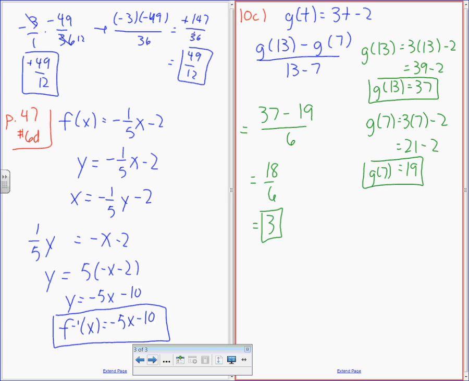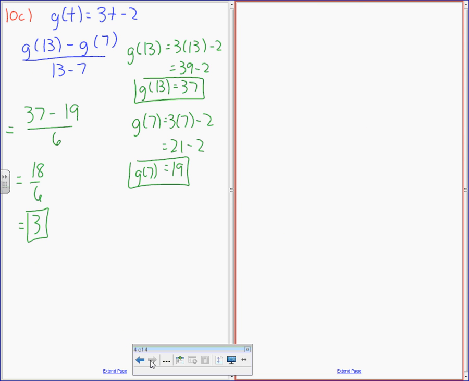Now, 10F looks scary. Okay, it looks frightening, tremendously awful. Okay, it's the same question. It says g inverse of 13 minus g inverse of 7. All right, so what I'm going to do is I have to find the equation for 10F. I need to find the equation of g inverse first.